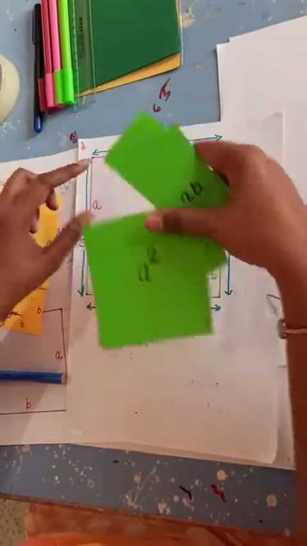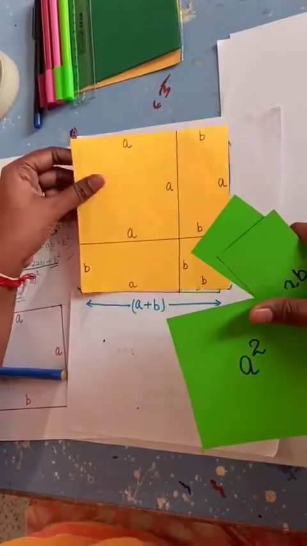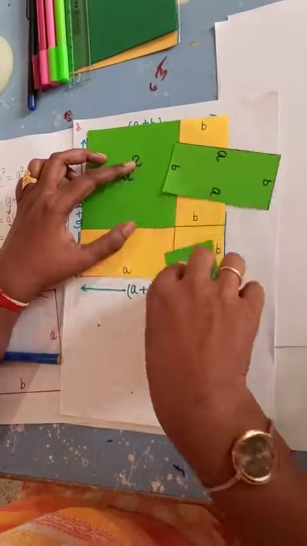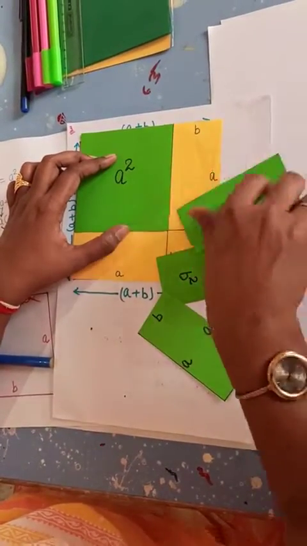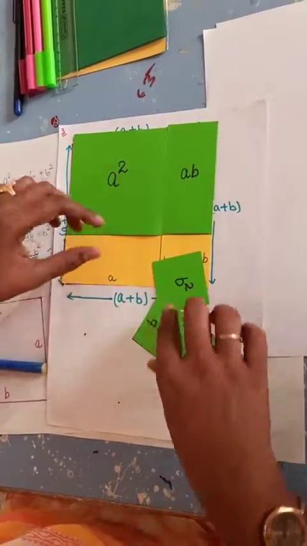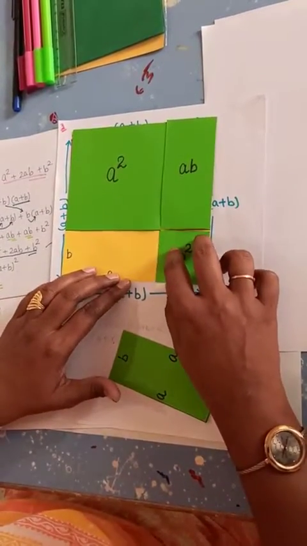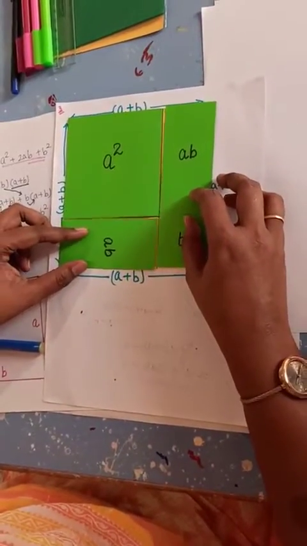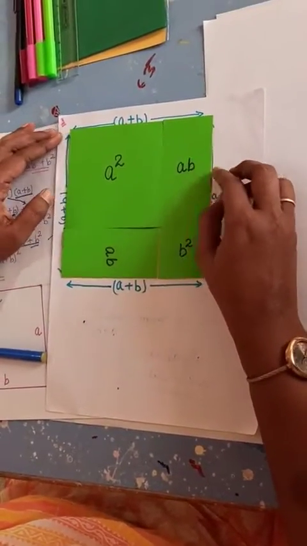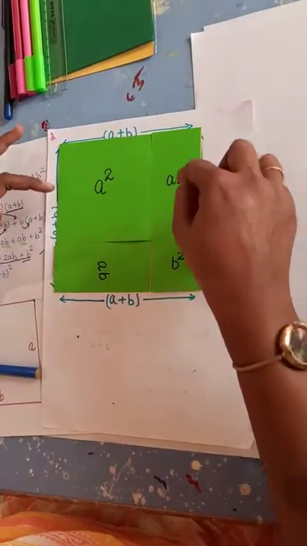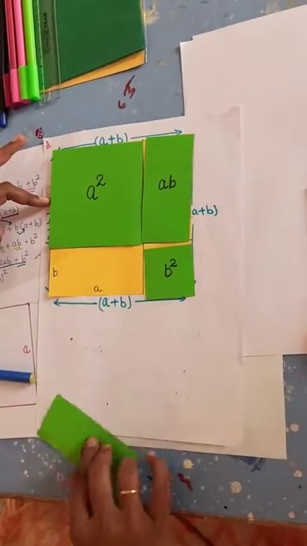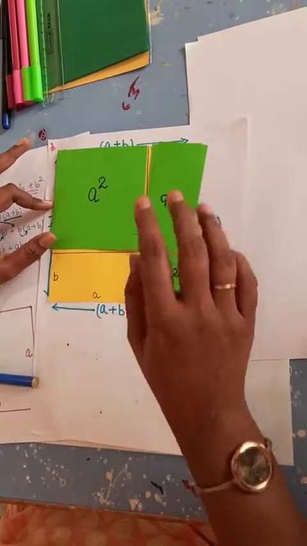Or if you want directly, you can fix this on this. This square I have drawn here. You can just fix it. You can see that these areas are the same. Exactly it is fitting, children. So finally we have verified by doing an activity that A plus B the whole square, the area is equal to A square plus 2 times this AB plus this B square.